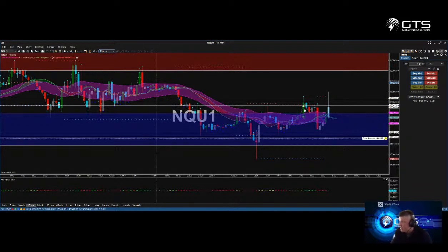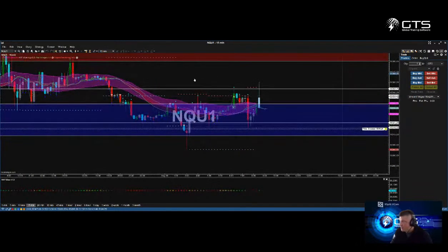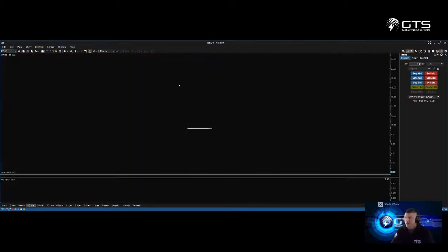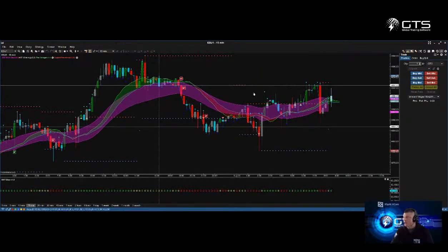And the NQ is not looking very strong for the upside today. That's 15 minutes. So let's do ES. Let's check that out real quick on a 15. All right. Well, that's not looking very strong either.